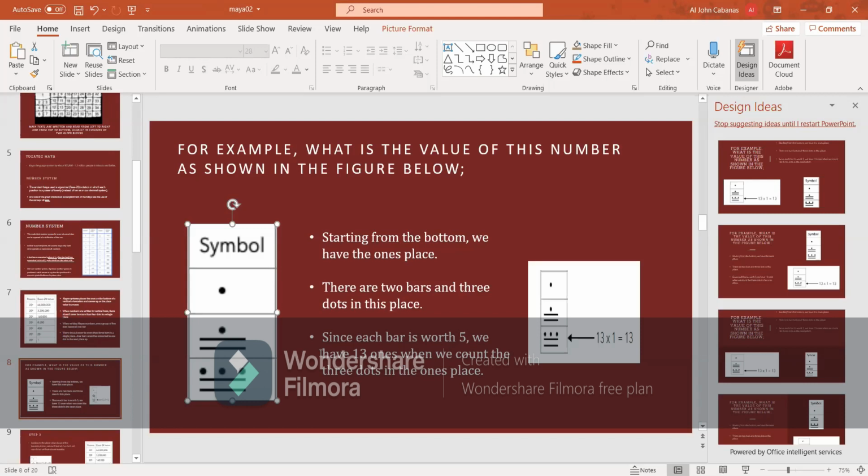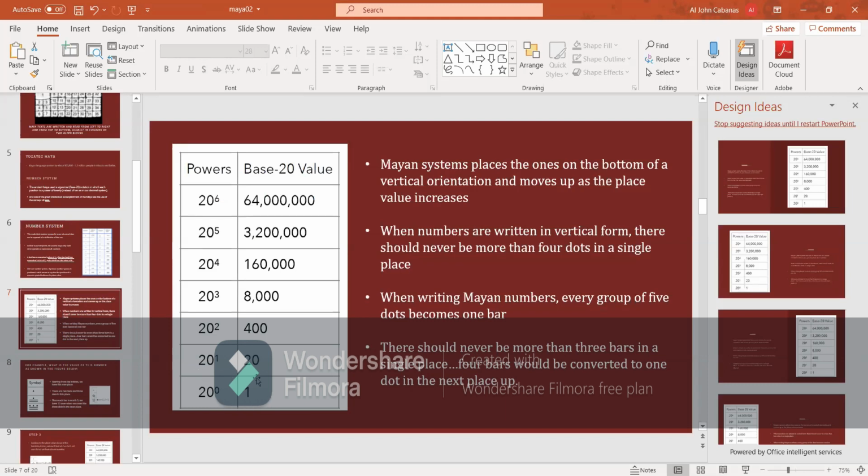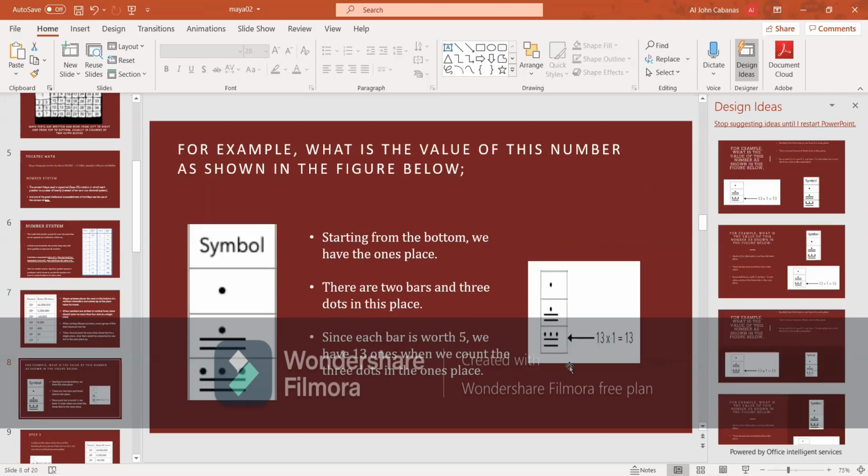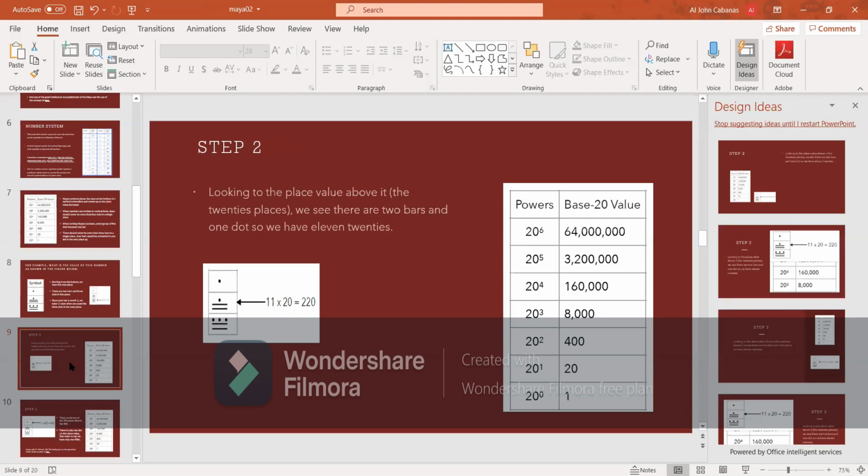Okay? So dahil dito, ang equivalent ng ating nasa ones place or nasa pinaka-bottom is 13. Kasi 13 times 1 is equals to 13. So saan galing yung 1? Ito yun. So sabi natin dito, ang nasa ones place, yung pinaka-bottom, that's multiplied by 1. So sa kaso na ito, 13 times 1 is equals to 13. Okay, so meron tayong value for our lowest part or yung ones place natin. Okay, and then next step, look to the place value above it or 20th place.